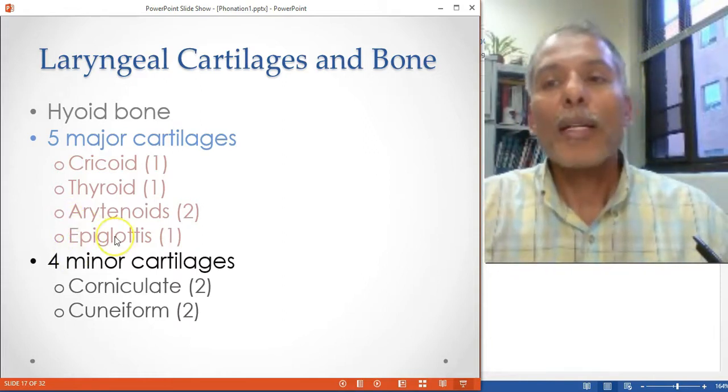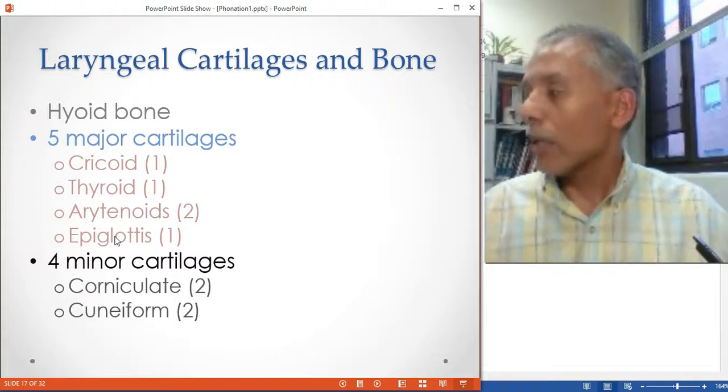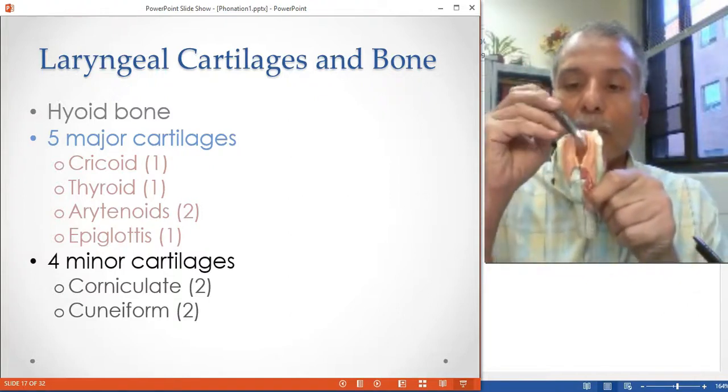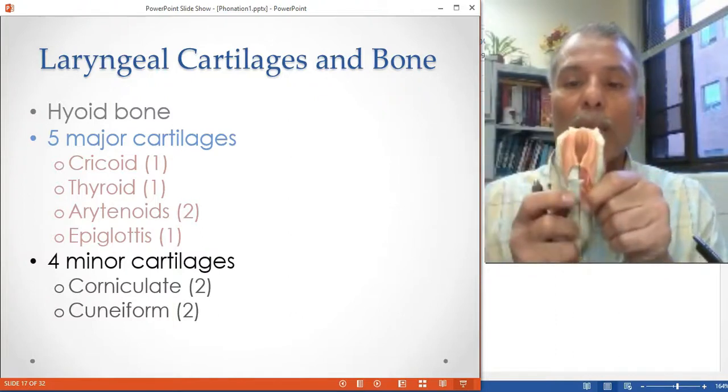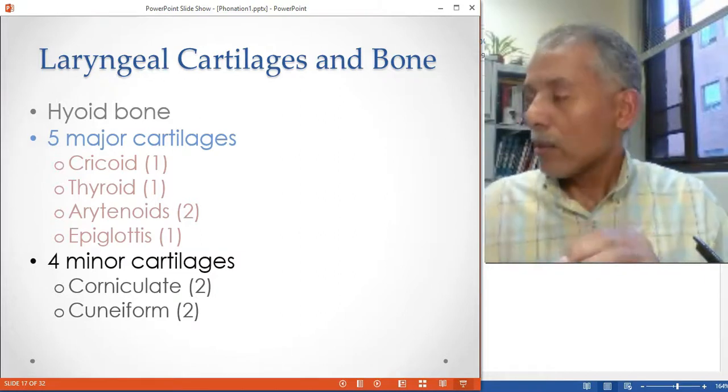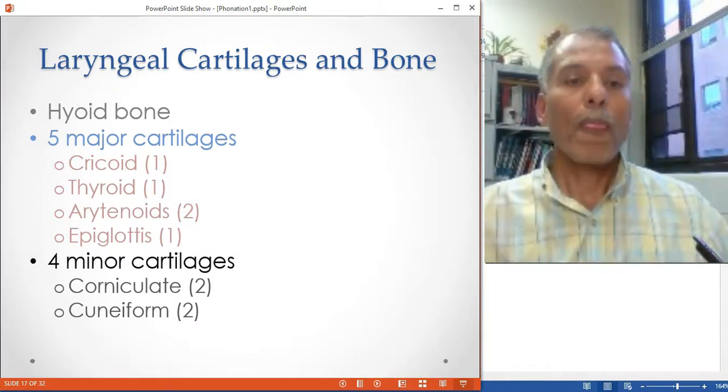And then we have one epiglottis. It is showing here, the epiglottis. That is the structure that covers the laryngeal inlet to protect the vocal folds and the airway. It's a leaf-shaped cartilage.